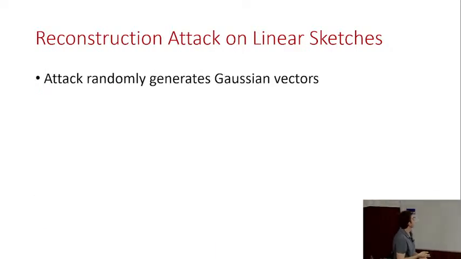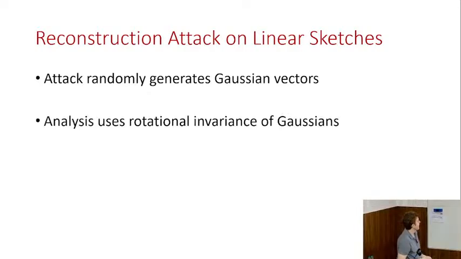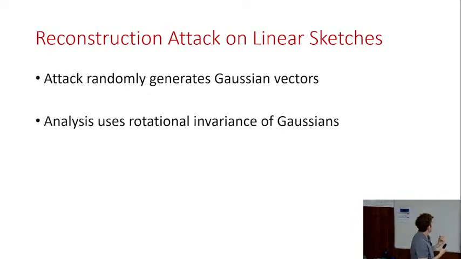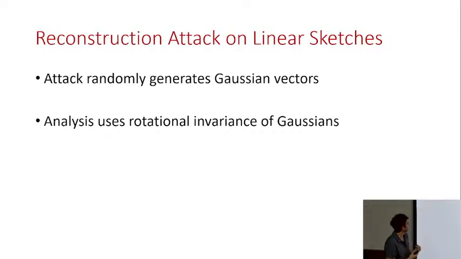Okay. The attack randomly generates Gaussian vectors in each iteration, and I want to emphasize a key point that the analysis crucially uses rotational invariance of Gaussians in the attack.